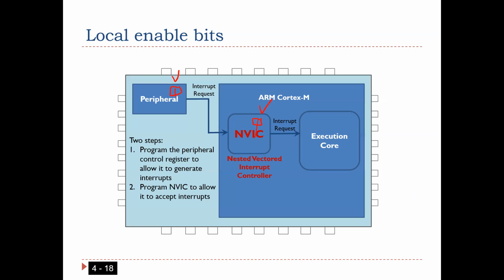But the idea is that for every source, there are 2 bits. 1 bit at the peripheral level, which enables or disables requesting the interrupt, and another one at the NVIC. 1 bit and 1 bit. And you have to make sure, in order to enable this specific source, you enable this bit and this bit. Is that okay? This is in general. For every source, I'm going to tell you where this bit is and where this bit is. Any questions?